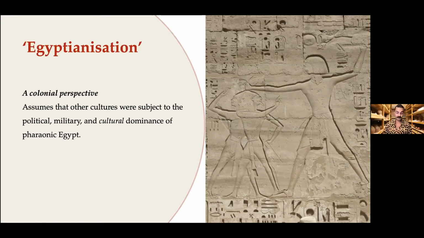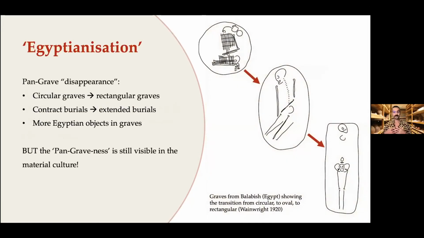The idea was that Pangrave communities assumed Egyptian objects and practices to such an extent that they became indistinguishable from contemporary Egyptian burials and hence disappeared. In relation to the Pangrave culture, Egyptianization was supposedly visible in the change from very non-Egyptian circular graves with bodies in a contracted position to the more typically Egyptian-style rectangular graves with extended burials, and by increasing numbers of Egyptian material culture objects in those graves.